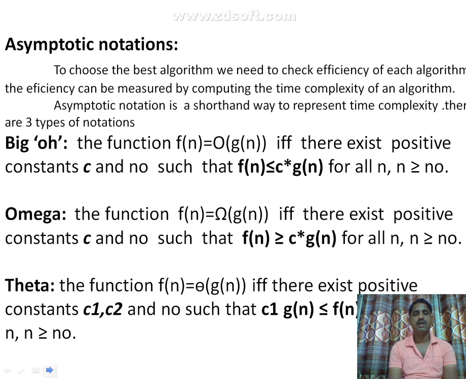And we go for the asymptotic notations, a shorthand way to represent the time complexity. There are three types of notation: big O, omega and theta. These are the three types of asymptotic notations.